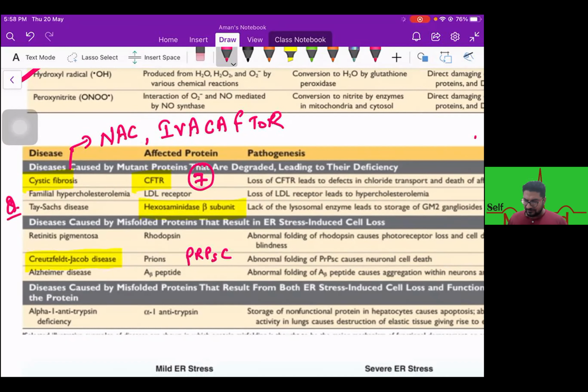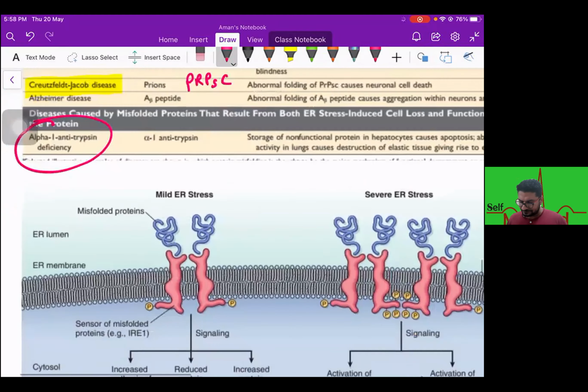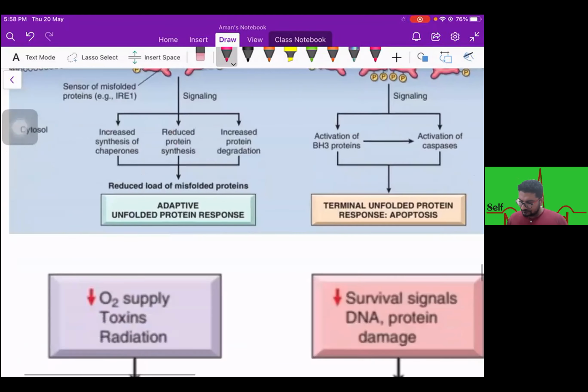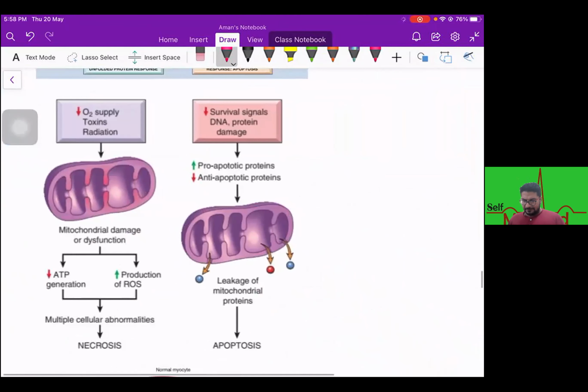Then we can have alpha-1 antitrypsin deficiency, due to a lack of anti-elastase, which protects your liver and lungs. So there will be death of hepatocytes, and there will be pan-acinar emphysema in case of alpha-1 antitrypsin deficiency. Right? Okay, moving ahead. If I say the mechanism is slightly changed, let me make it clear.